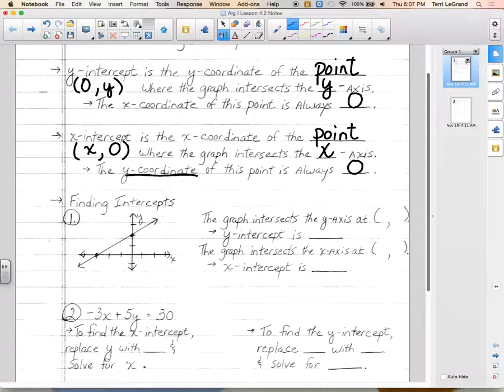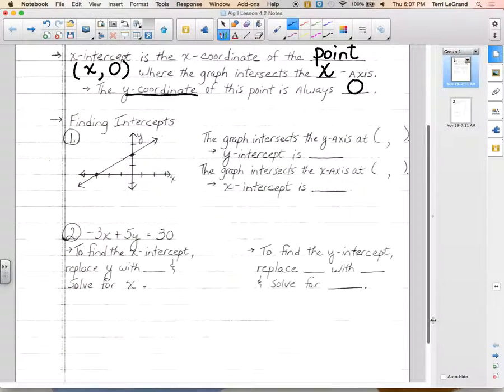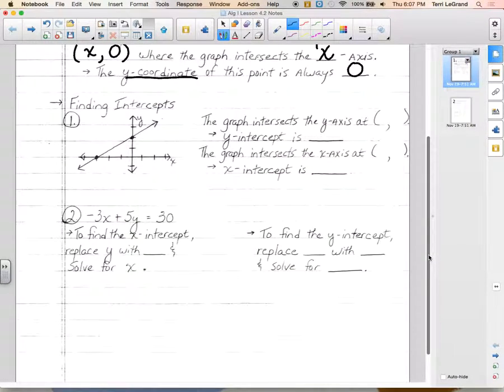Okay, so when we're talking about finding the intercepts, we really only need 2 points to graph a line. So when we use this method, we just find those 2 points to help us graph the line. But we're going to start out first with, instead of graphing, graphs that we already have, and we're going to just practice identifying, finding those intercepts.